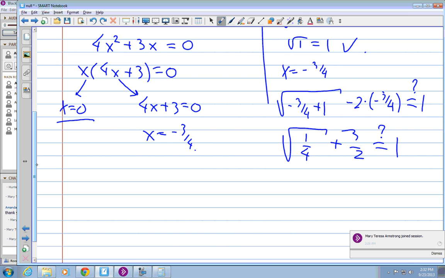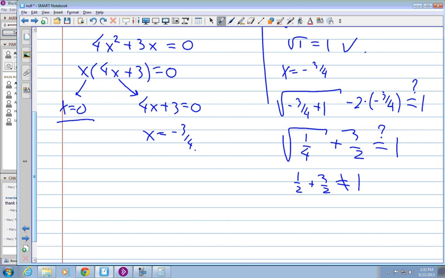I mean, 3 halves is already bigger than 1, right? And you're adding something to it. So it's not going to equal 1, right? Actually, it will equal 2. You have 1 half plus 3 halves. That is in no way equal to 1, right? So that's an extraneous solution. So this thing right here is the extraneous. The only solution, x equals 0.